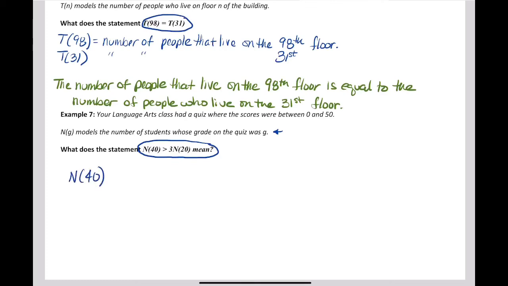What does N of 40 mean? Does that mean people that got 40? N of 40 represents the number of people who scored a 40. I know it sounds like there's 40 people that scored a 40, but that's not how that works. It's the number of people who scored a 40. We don't know what that amount is, but we just know that's what N of 40 represents.